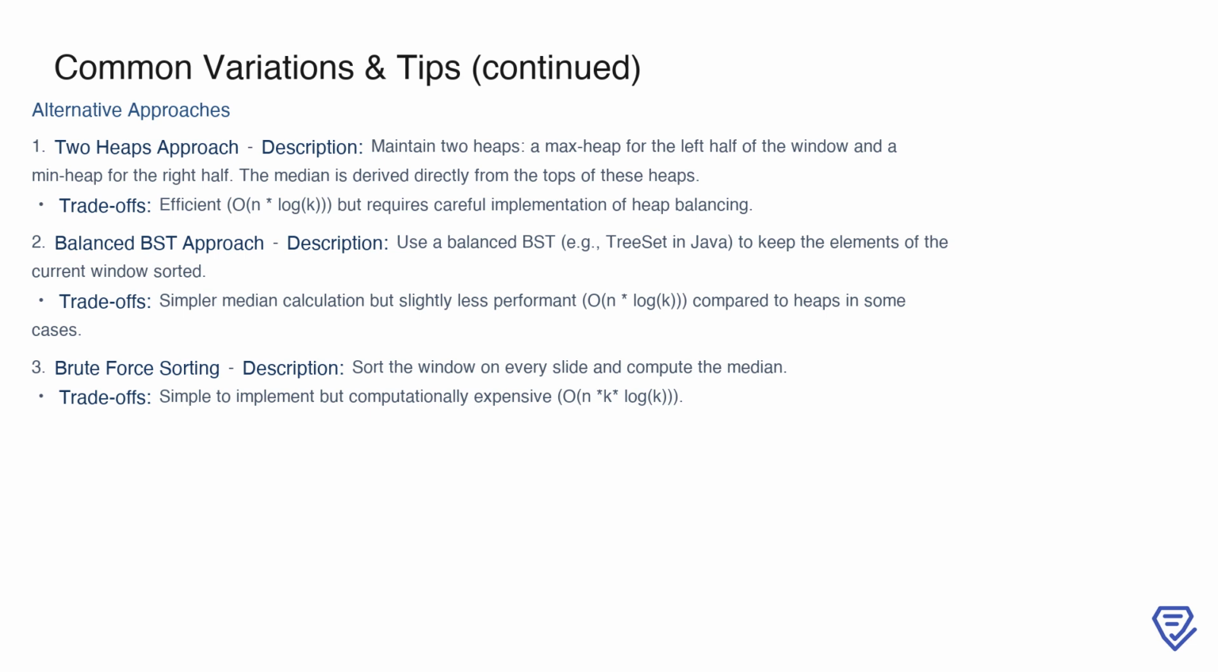This method simplifies median calculation but may be slightly less performant than heaps in some cases, as it still operates in O(n*log k) time. Lastly, there's the brute force approach, where you sort the window on every slide and compute the median. Although it's simple to implement, this approach is computationally expensive, with a time complexity of O(n*k*log k), and is generally unsuitable for larger inputs. Understanding these approaches and their trade-offs helps you choose the right solution based on the problem constraints.